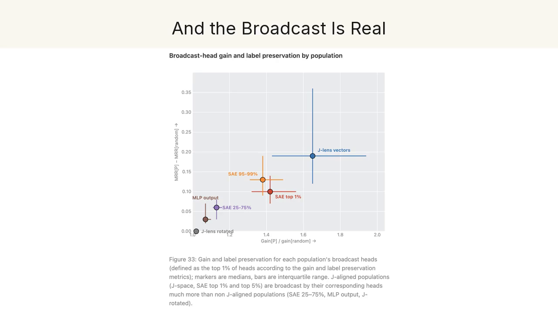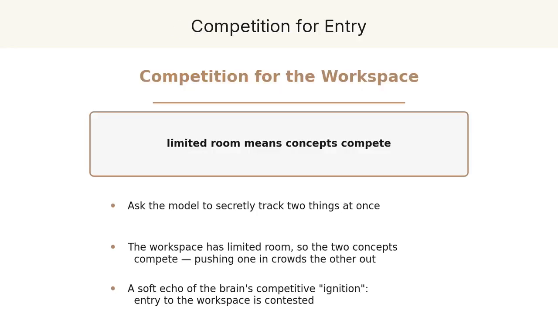In plain terms, the workspace directions really are the ones the rest of the model listens to. That's the fingerprint you'd expect of a format written once and read by many, and it's the strongest mechanistic evidence in the paper. A limited capacity hub implies something else: competition. If the workspace only has room for so much, then concepts should have to compete for a spot.